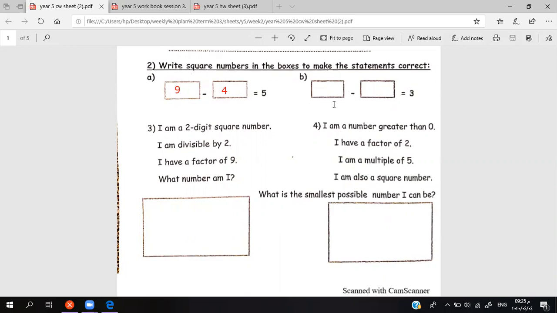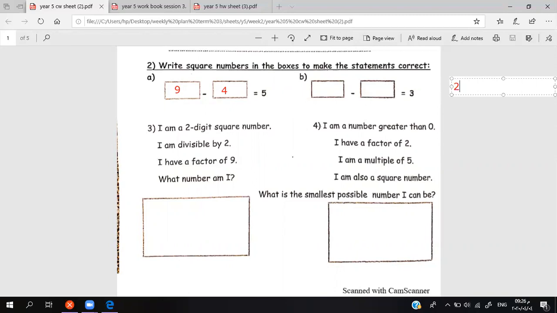Okay, I want another two square numbers. When I subtract them, the answer is going to be a 3. Okay, I need you to do a think. List the square numbers that you know. Okay, and see two numbers where the answer is a 3. Let me, okay, pause me and then come back.